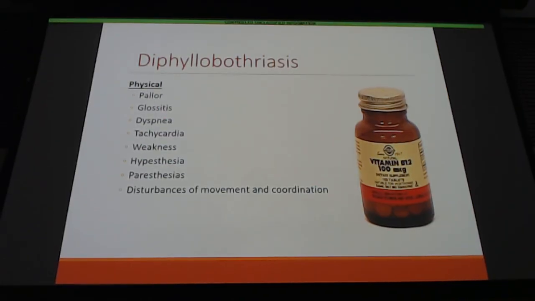Okay. So here's some of the physical symptoms that you'll have. Pallor, right? You look a little bit pale, sucking out your stuff. Glossitis, usually with loss of B12. Your tongue will be a little bit more inflamed. Dyspnea, tachycardia, weakness, and paresthesias. Right? So you'll have quite a few different symptoms there to look at.